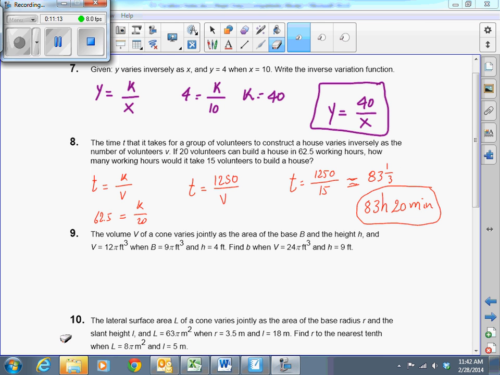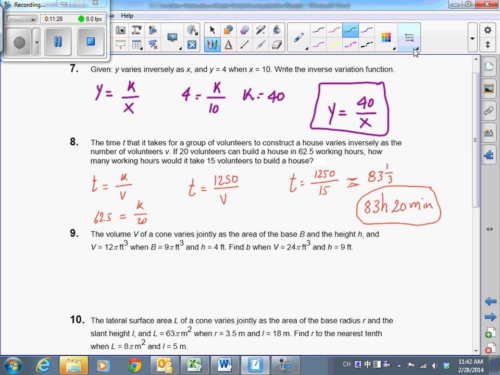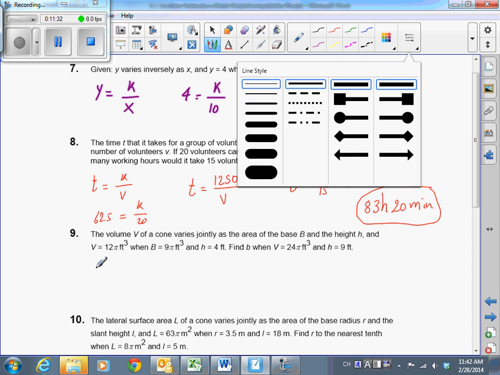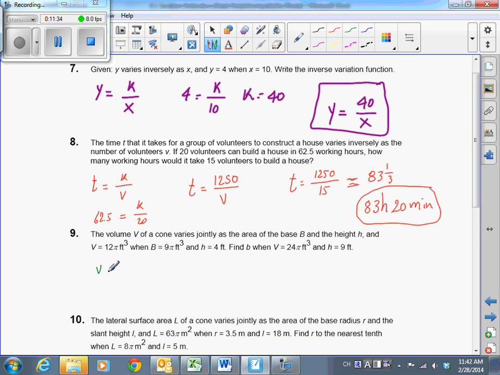Anyways, let's look at problem number 9. You understand? 7 and 8, right? All right, number 9 says the volume V of a cone. As soon as I see the volume V, I write V. So I will say V of a cone varies jointly. Jointly means y equals k times x times z.